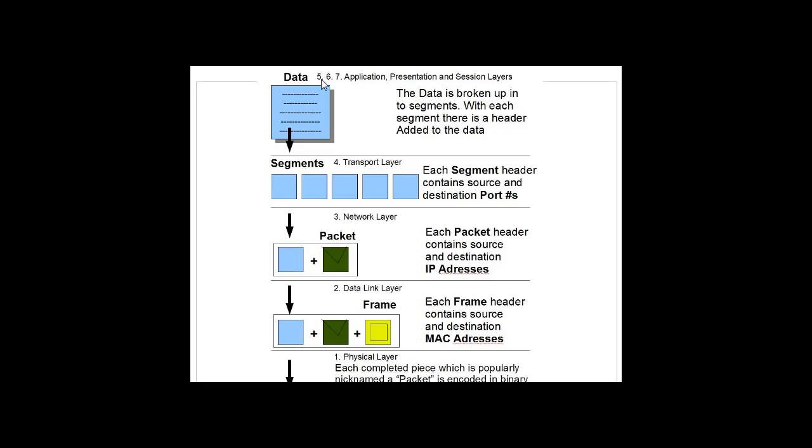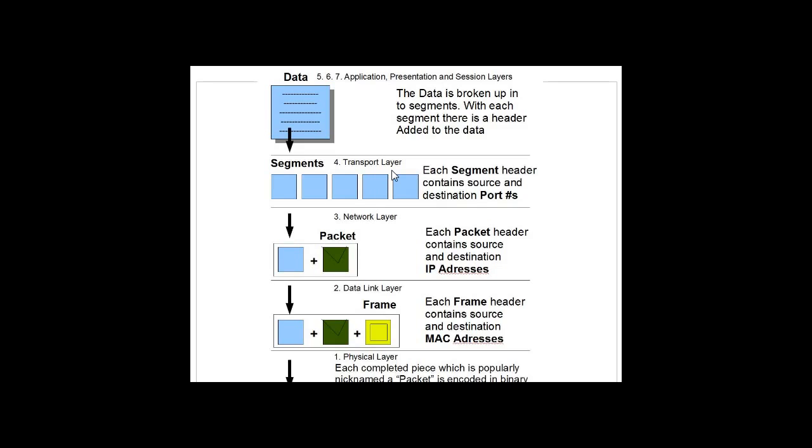All right, and you see here I've put layers 5, 6, 7: application, presentation, and session layers. And at this layer, when we go to send the data, the data is broken up into segments. With each segment, there is a header added to the data. So when we go to send our data, we start at layer 7, we've got our data, and the data gets broken into segments at layer 4, right?